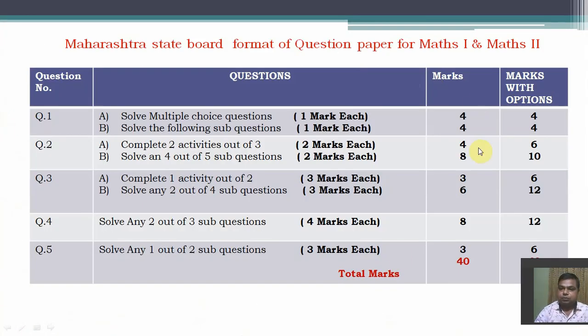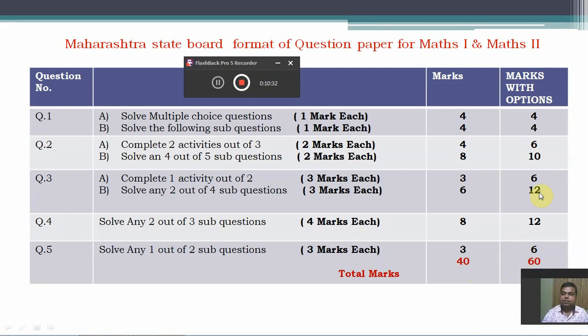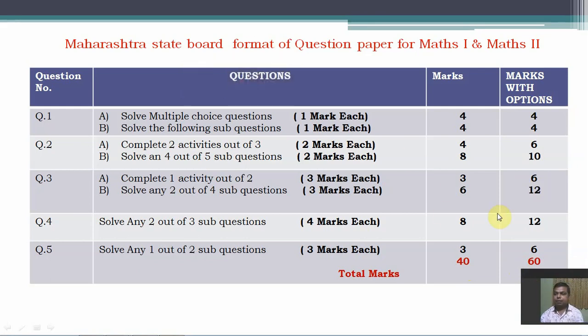So you have to attempt a question paper of 40 marks, and the question paper with options is 60 marks. See here, this is 60 marks. This question paper pattern you can note in your notebook. This is the same pattern for both Math 1 and Math 2.